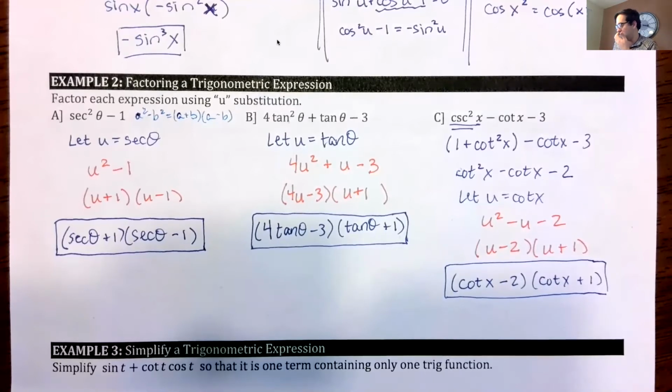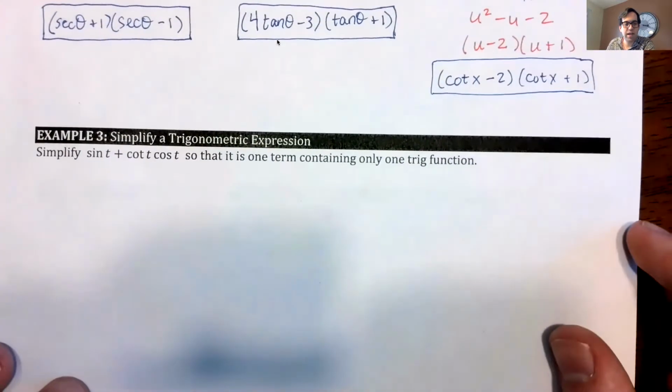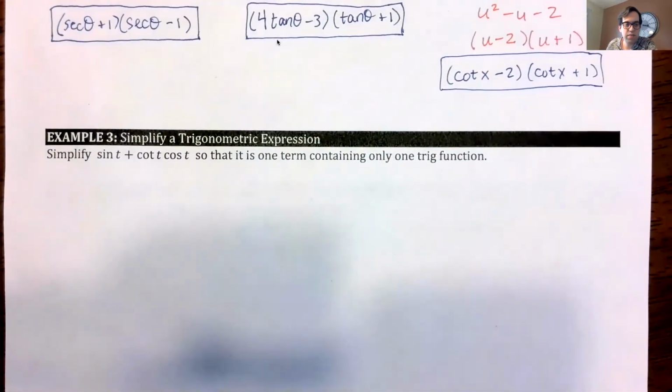Let's take a look at example 3. We're going to simplify sine of t plus cotangent of t times cosine of t, so that it is one term containing only one trig function, similar to example 1. So let's see.